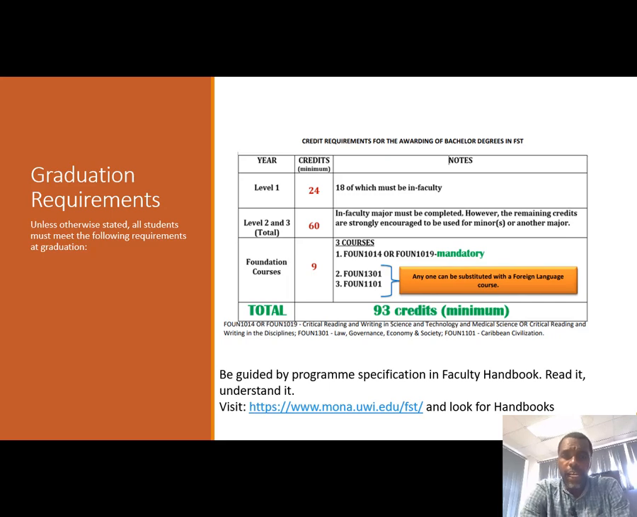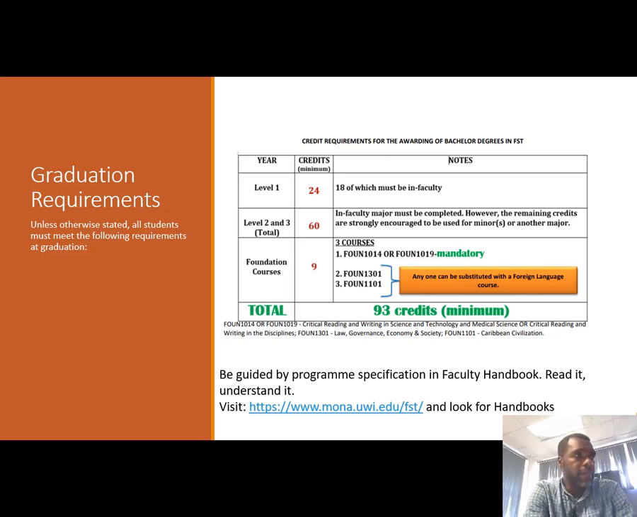So what are the requirements, right? So unless otherwise stated, you are going to need to have a minimum of 24 credits at level 1 in order to graduate, 18 of which have to come from within the faculty, and a minimum of 60 advanced credits. Advanced credits are from levels 2 and 3. And you have to also complete the requirements for your major. And then you have to have a minimum of 9 foundation credits. You have to have FOUN 1014 or FOUN 1019.